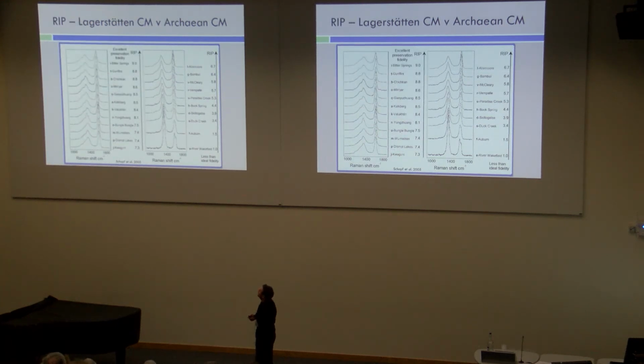Last but not least, this is the Raman Index of Preservation that was developed by Schopf et al. to look at morphological fidelity based on Raman spectra. And initially, when I set out to do this project, this is what I wanted to do, really. And so Schopf looked at all these Raman spectra from around the world and gave them a rating, 9 being excellent, and 1 being less than ideal. And those weren't exactly his words.